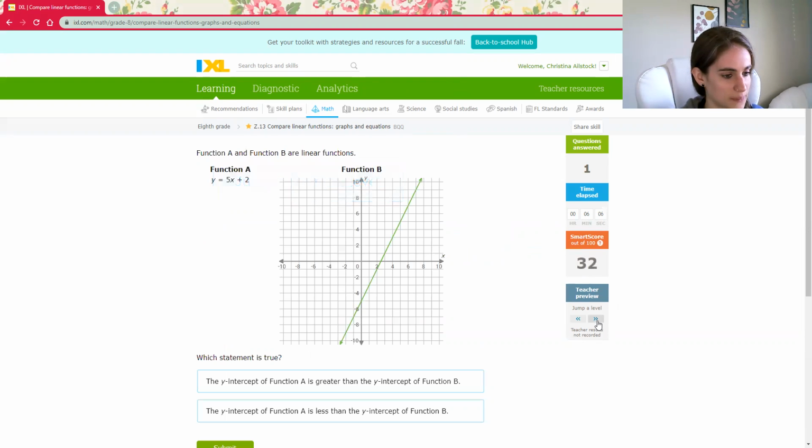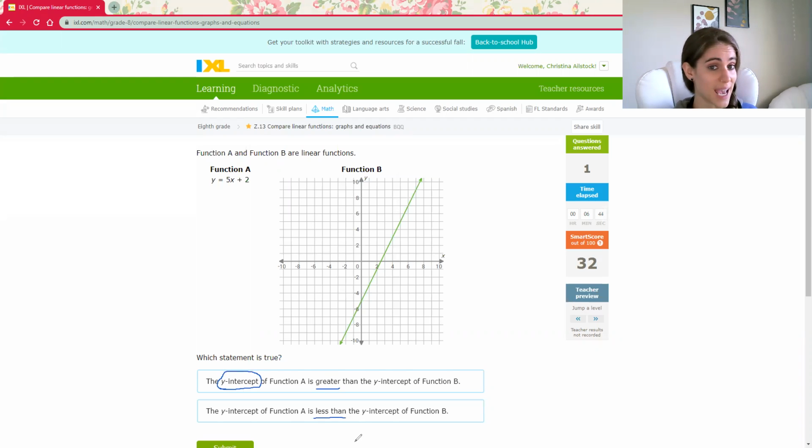Let's jump up a level. This is another type of question that you're going to get, and this is why I said you really need to read the 2 statements, because sometimes it's asking you to compare your slopes, but that's not the case in this one. If I read my two statements, the y-intercept of function A is either greater than the y-intercept of function B, or it is less than the y-intercept of function B. So now we need to find the y-intercepts of each so we can compare them.